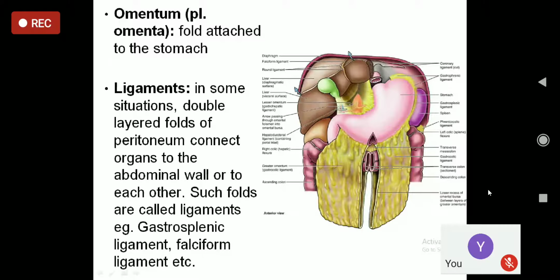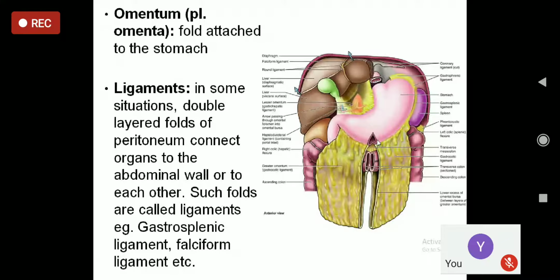And the ligaments, in some situations, are the double-layered folds of the peritoneum that connect the organs to the abdominal wall or to each other. And such folds are called the ligaments. So the ligaments may be the gastrosplenic ligaments. The fold between the stomach and the spleen is the gastrosplenic ligament here, and the falciform ligament, as we discussed before, in the liver, which is attached on the anterior surface of the liver in between the right and the left lobe of the liver, so falciform ligament.